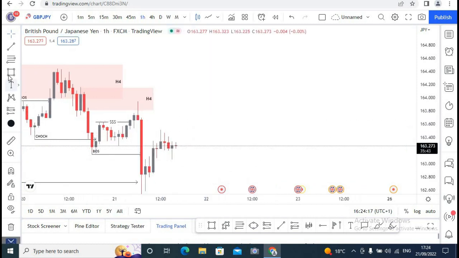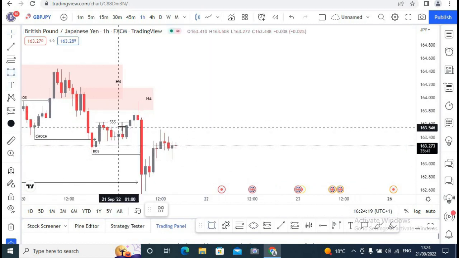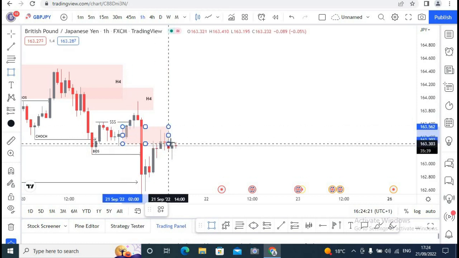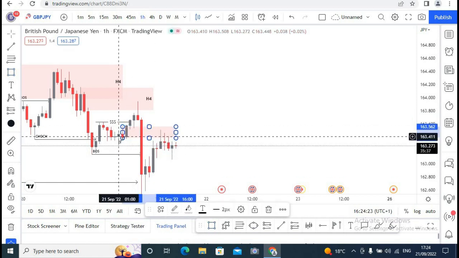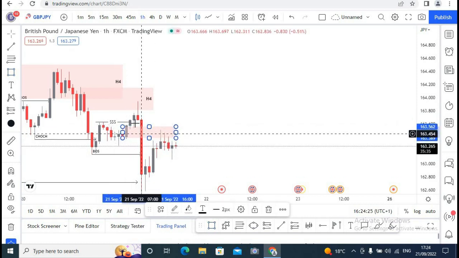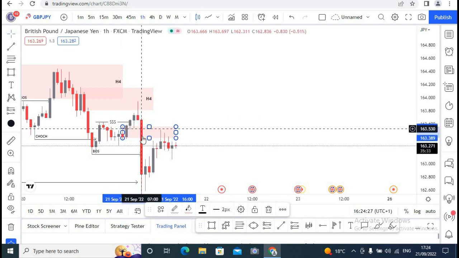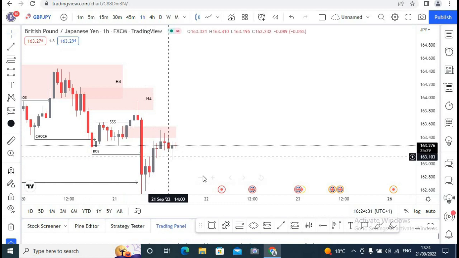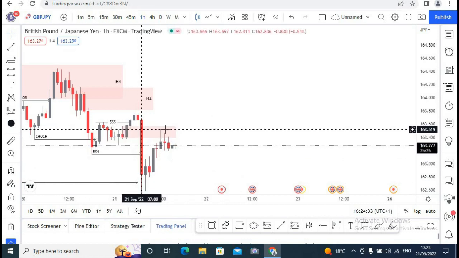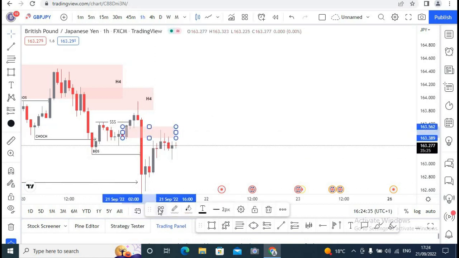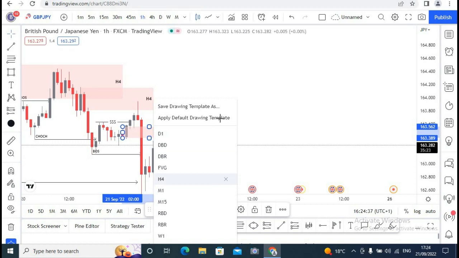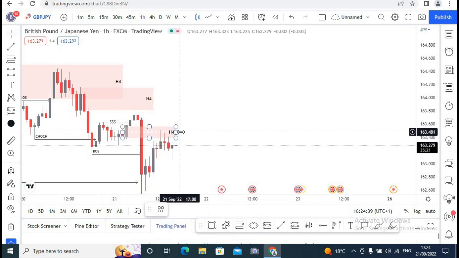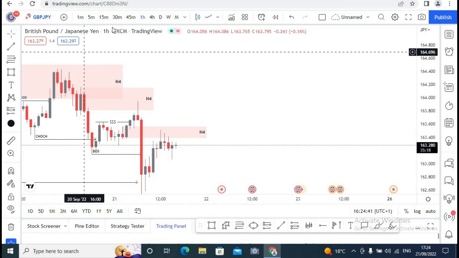So this is a breaker, guys. This is what we call a breaker block right here. As you can see, this was the last higher low which was engulfed by this bearish engulfing candlestick going to the downside, meaning the price has created an imbalance. So this is our failed demand flipping to be a supply level right there.